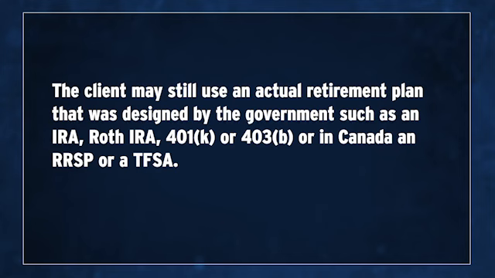Remember, the clients may still use an actual retirement plan that was designed by the government, such as an IRA, a Roth IRA, a 401k, a 403b, or in Canada, an RRSP or a TFSA. Theoretically, the only client who should even consider these IUL products are the ultra-wealthy who have exhausted all other tax advantages.